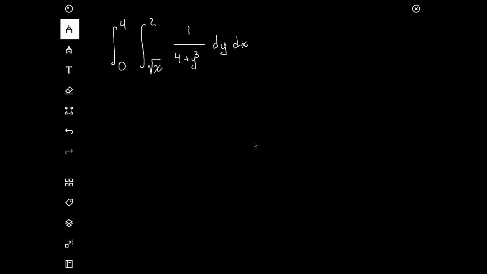Now, remember that in the rectangle problem, these numbers represented our y bounds, right? These numbers represent our x bounds. But in this case, for our x bounds, it makes sense. We go from 0 to 4. But for our y bounds, we go from 2 to the square root of x. Huh. Okay, so let's start with the bounds on the outside.